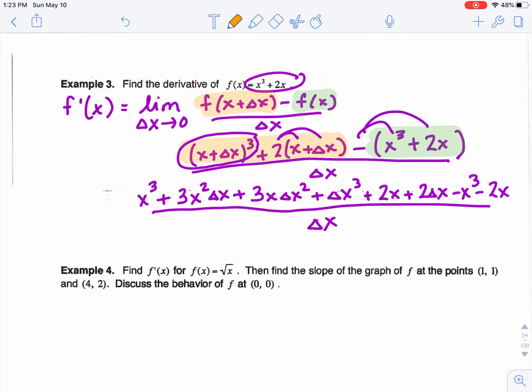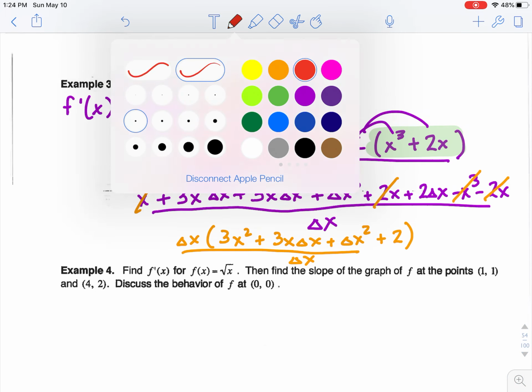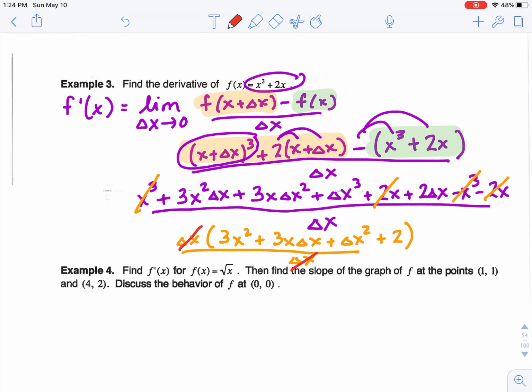And let's see. So what canceled? My x cubes are gone. I had a 2x minus x is gone. All right. Now from all of that, I can definitely factor out a delta x on top, because they all have delta x's. And this is what I would be left with. And then my delta x's cancel.